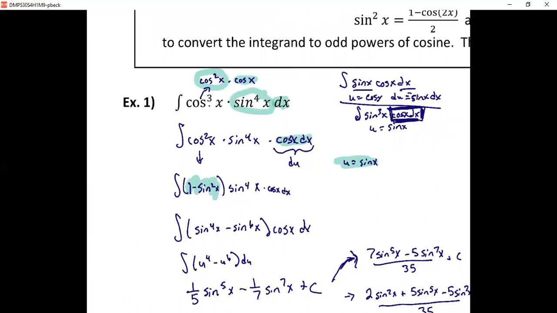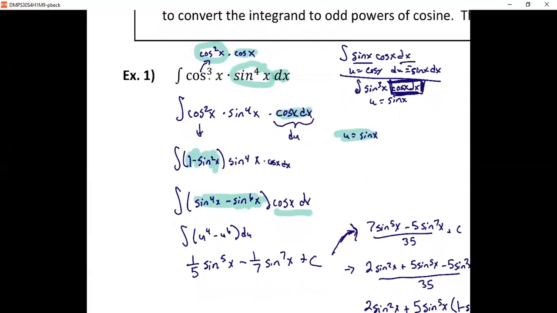So that's exactly what I did. And then here I distributed the sine to the fourth power to both terms on the inside. I did leave the cosine x dx because really that's modeling u to the fourth minus u to the sixth du. Then we do our integration, and we're back to integration, so don't forget your plus c.